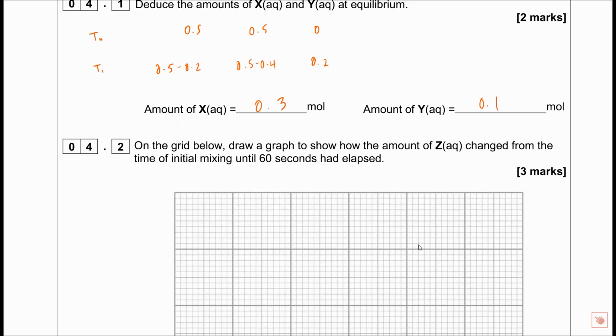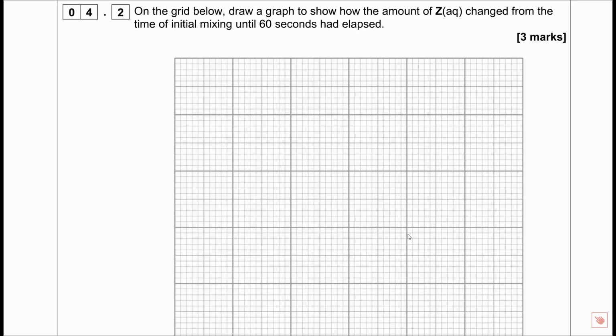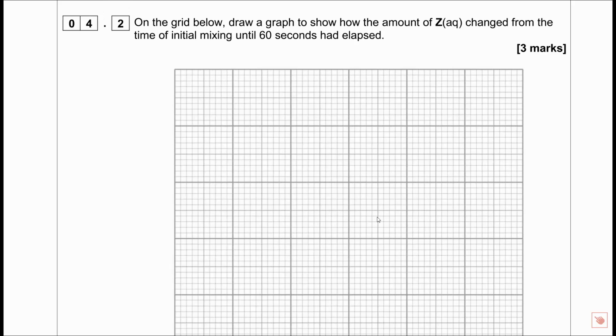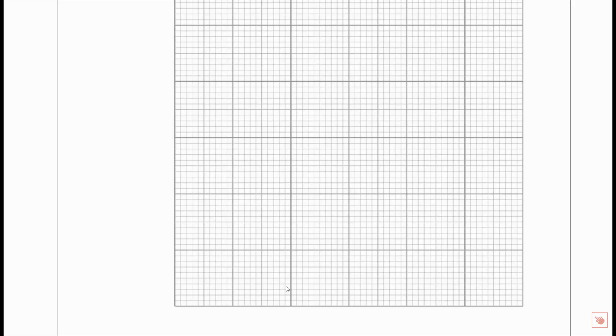Oh, good. Draw a graph. Oh, I love that. Oh, why? On the grid below, draw a graph to show how the amount of Z changed from the time of initial mixing until 60 seconds had elapsed. It is just literally a graph. What a horrible thing to have to do. Okay, so you've got to use as much of the graph as possible. I would say 10 seconds, 20 seconds, 30 seconds, 40 seconds, 50 seconds, and 60 seconds.